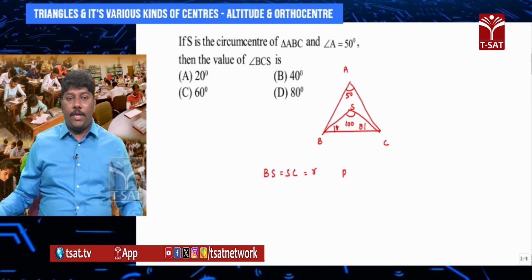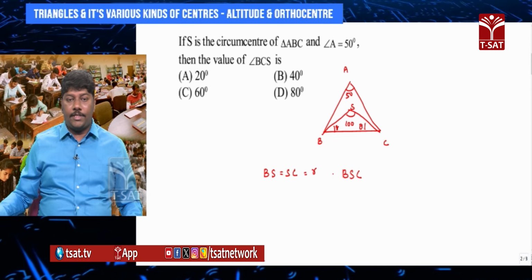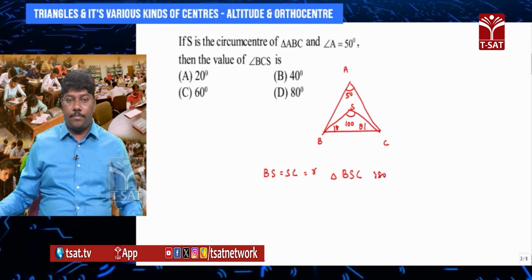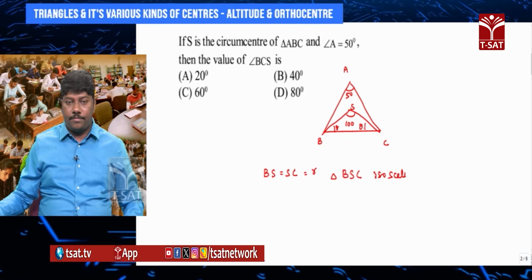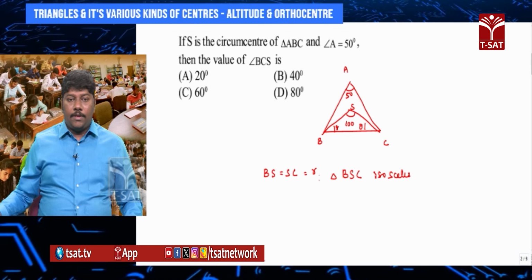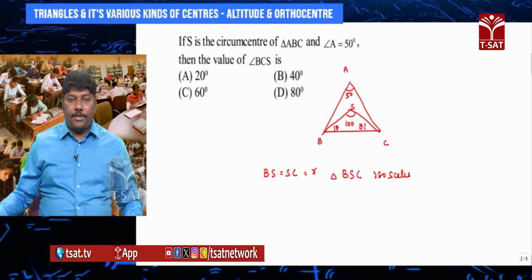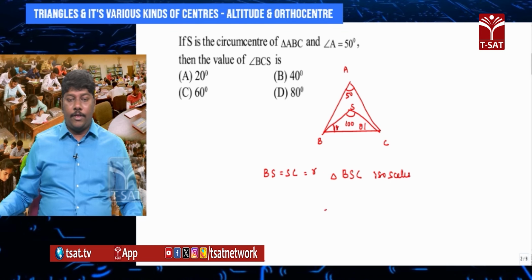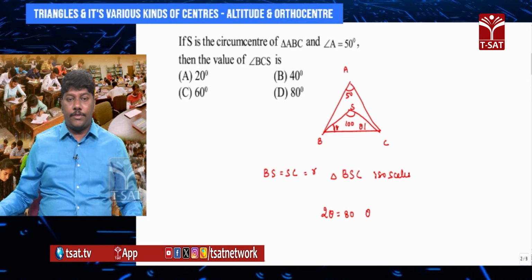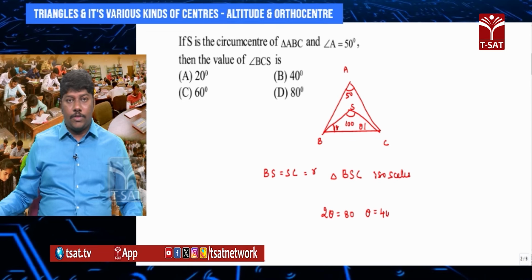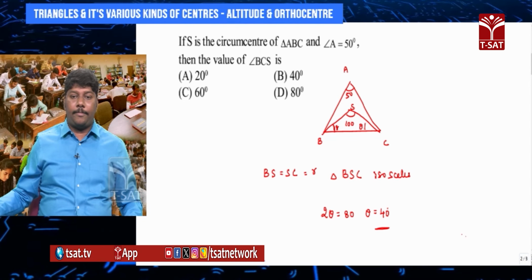Therefore, triangle BSC is isosceles. If it is an isosceles triangle, both of these angles are theta and theta. 2 theta is equal to 180 minus 100, that is 80 degrees. Theta is equal to 40. So the answer is 40 degrees there.